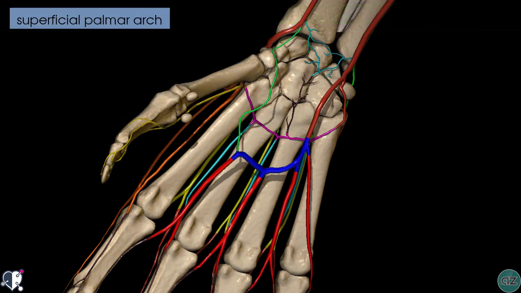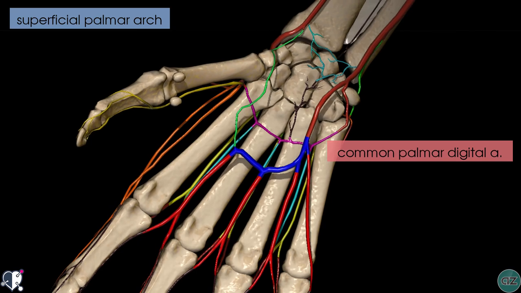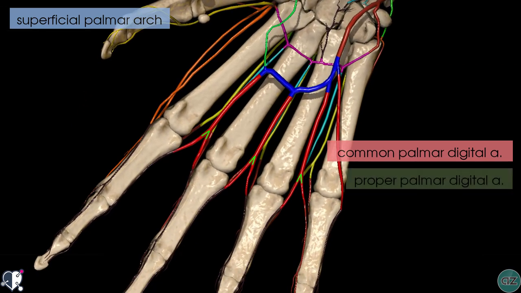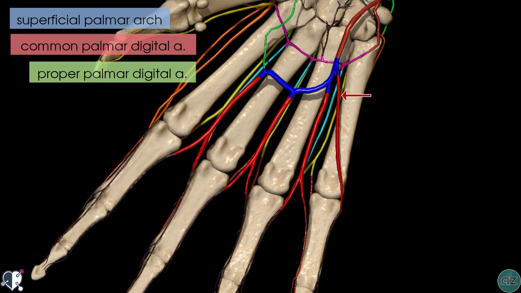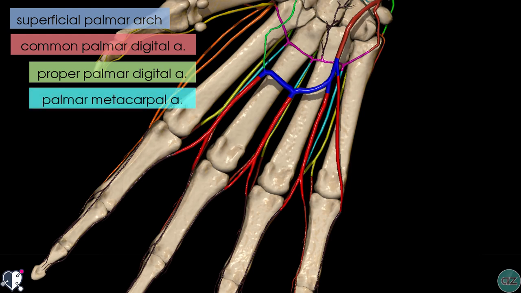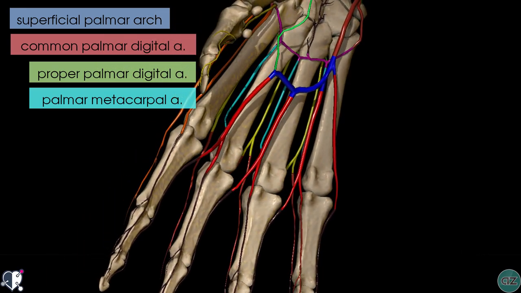Arising from the superficial palmar arch are the common palmar digital arteries. So you can see these highlighted in red. The common palmar digital arteries then divide into proper palmar digital arteries to supply the digits. And if we look medially, you can see this other branch which comes off to supply the little finger. The common palmar digital arteries anastomose with the palmar metacarpal arteries which arise from the deep palmar arch. You can see the palmar metacarpal arteries here in light blue colour arising from the deep palmar arch highlighted in purple.